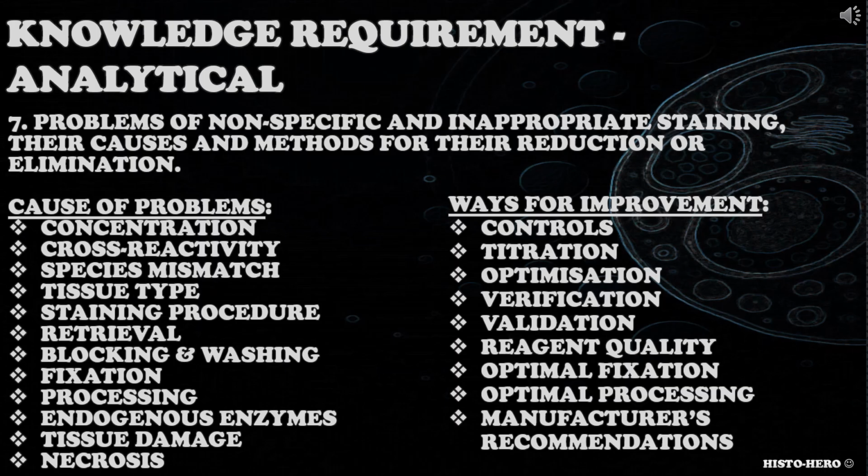Consider antibody concentration and cross-reactivity, species mismatch, tissue type, staining procedure, antigen retrieval technique used, insufficient blocking and washing during staining, fixation and processing artifacts, endogenous enzymes, presence of tissue damage or necrosis. To combat the problems, consider use of control material, antibody titration, staining protocol optimization, robust verification and validation, reagent quality, optimal fixation and processing of tissue, manufacturer's recommendation, and so on.